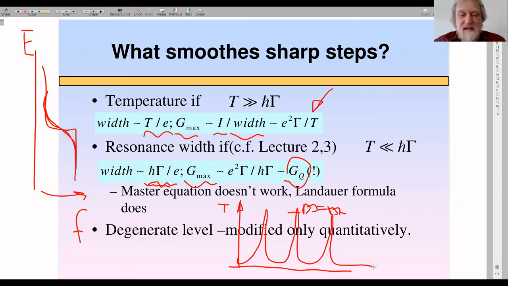Fine, that was for spin split level, and in fact, for spin split level, one can build up a very simple non-interacting theory for a quantum dot. If one considers a spin degenerate level, that becomes a very complex problem. But qualitatively, the answer to this complex problem remains the same. The step is smoothed by broadening, and as a result, things are modified only quantitatively.